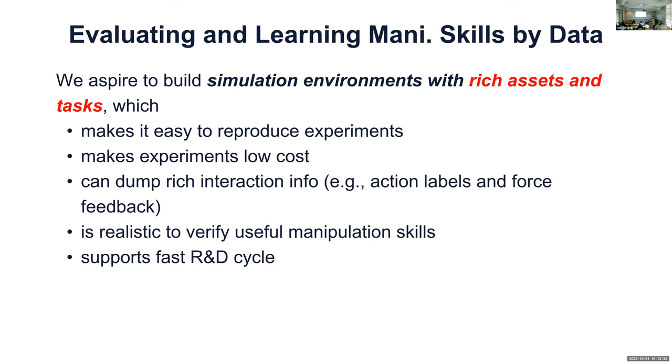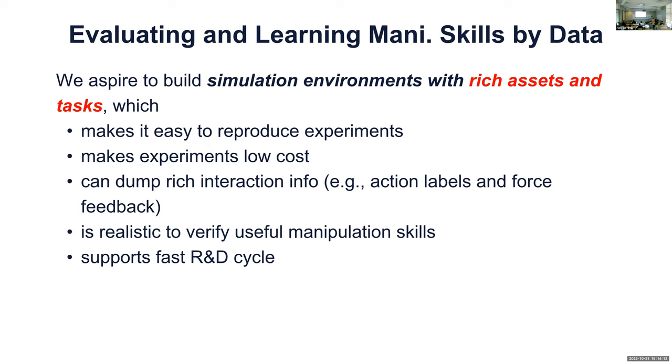And nowadays, we aspire to build simulation environments that will push the progress of embodied AI. In the ideal case, these would be simulation environments with rich assets and tasks that satisfy the following requirements: making it easy to reproduce experiments, and making experiments low cost. It could dump rich interaction information, which includes primitive information about the interaction sequence, like action labels, or even force feedback. An important requirement is that it needs to be realistic to verify useful manipulation skills.